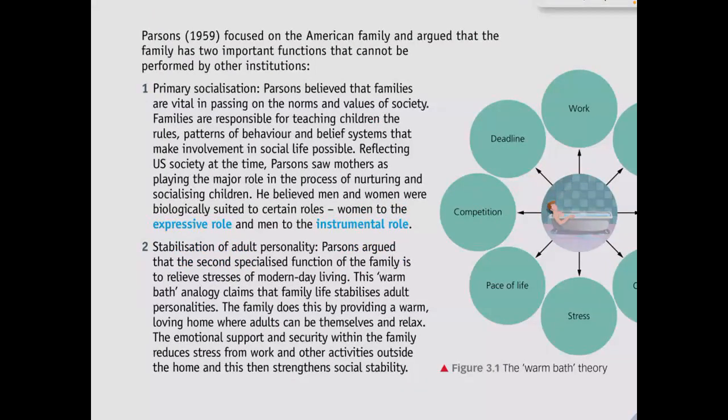The first one is primary socialization, which I just explained to you. Parsons believed that the family conducted this primary socialization in the most important years of one individual's life.